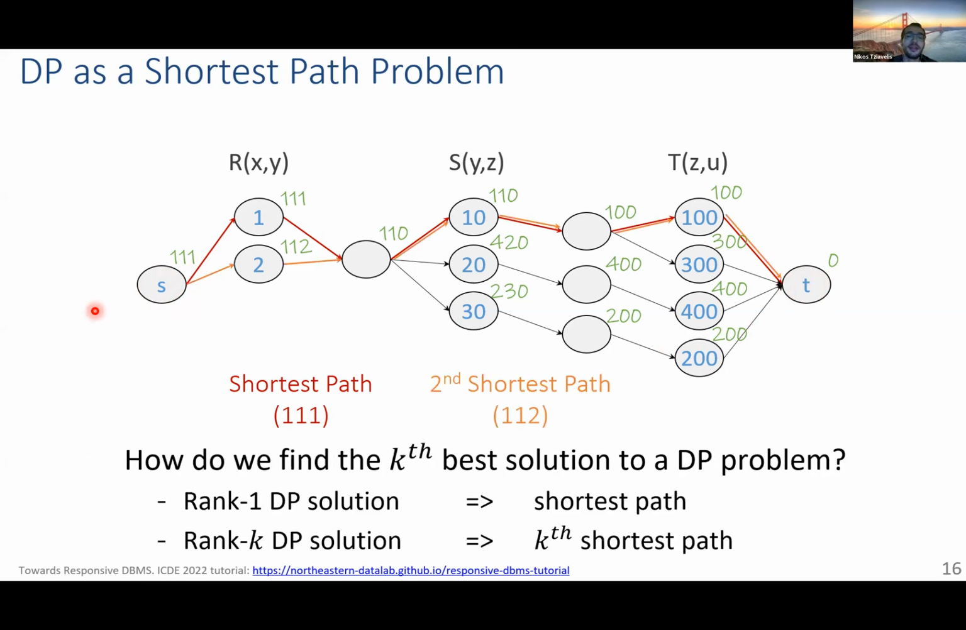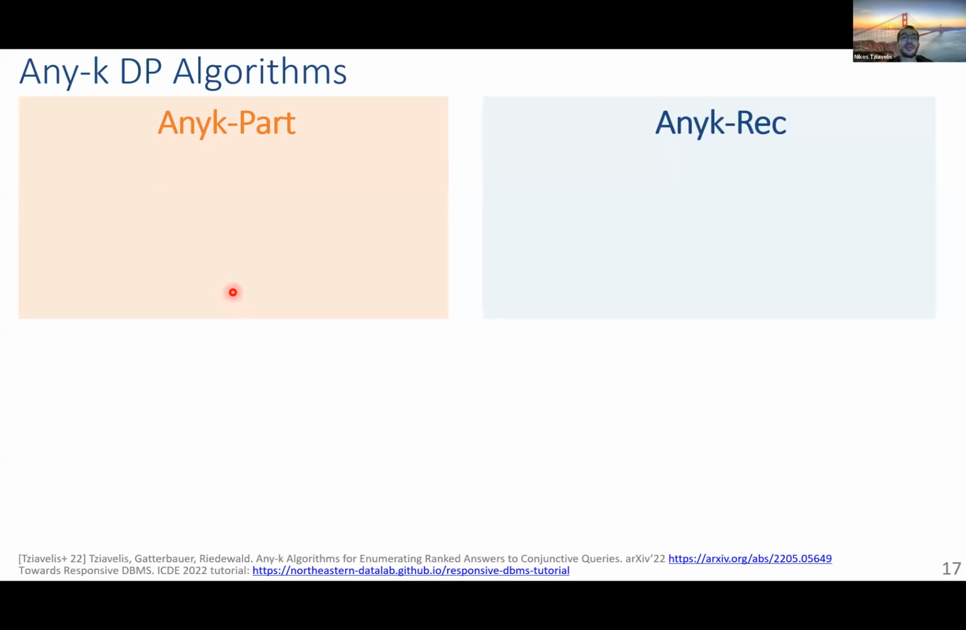And now, to find the next best one, basically we have to find the second best solution to a dynamic programming problem. And with this particular representation, it's the second shortest path in the graph. So essentially, we will be looking at algorithms that can do Anyk for dynamic programming. Essentially, these are algorithms that do K shortest path enumeration. And there are 2 algorithms that are the product of long lines of research. The first one is called Anyk-Part, the other one is called Anyk-Rec.